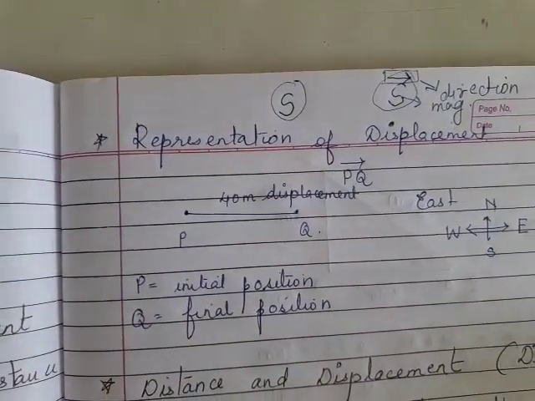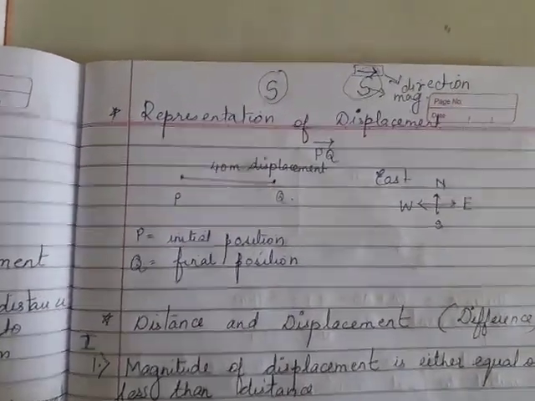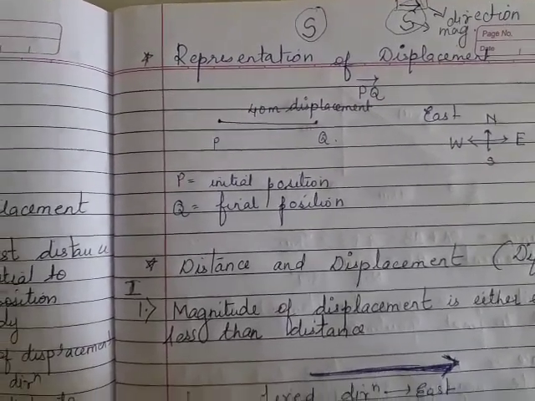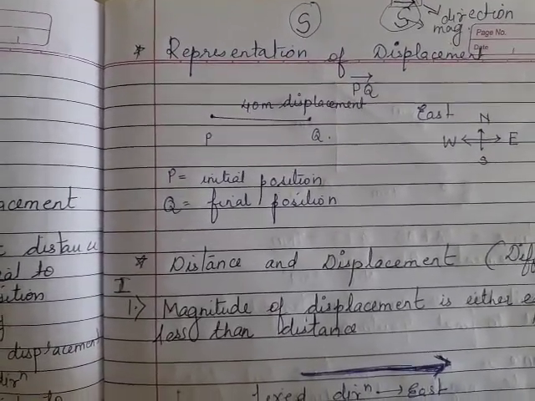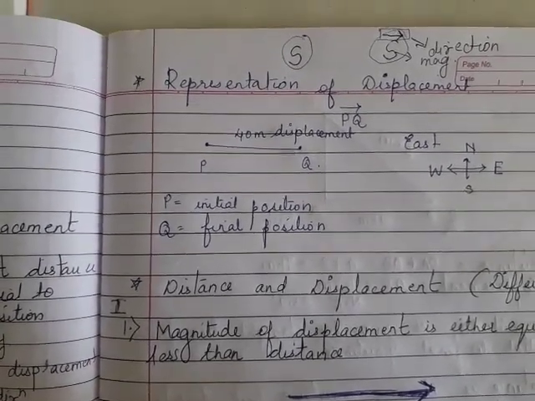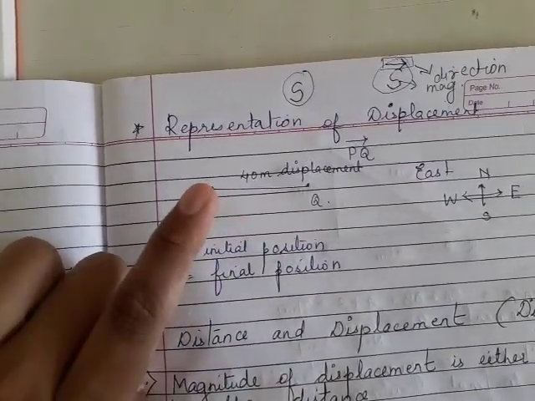Displacement, being a vector, is represented with a straight line with an arrow, drawn using a convenient scale. The tip of the arrow indicates the direction, while the length of the straight line on the proper scale represents its magnitude.